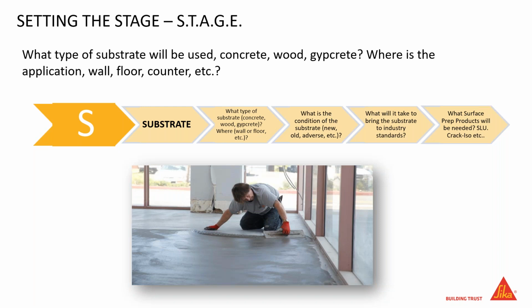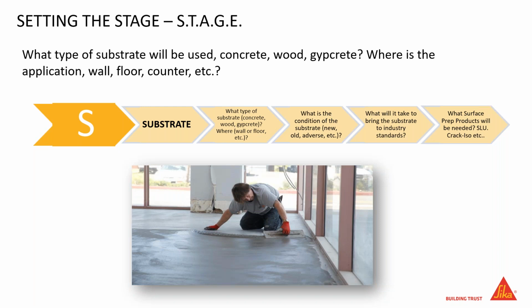And so when we're diving into this, we want to know certain things: what that substrate is, what's the condition of it? Is it new? Is it green? Is it old? Is it what we consider an adverse substrate? Does it have contaminants on it? What will it take to bring that substrate to industry standards? We know our industry standards. We all carry around our TCNA handbook, which states and has the standards in it. Then once we know those things, it comes down to what surface prep products will be needed. Do we need self-leveler? Do we need patching compounds, crack isolation membranes?